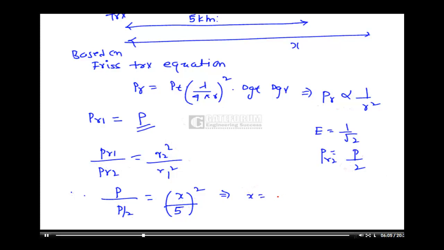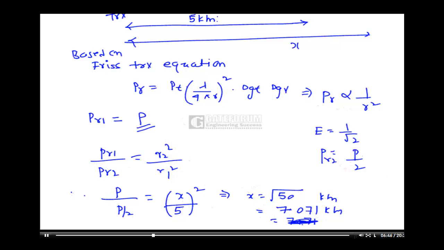X square is equal to 25 into 2, 50. X is equal to square root of 50 kilometers. So this is how much? 7.071 kilometers. X is equal to 7.071 kilometers.